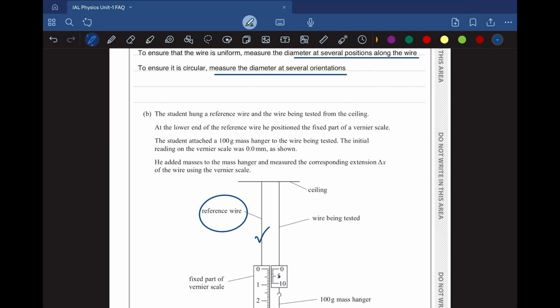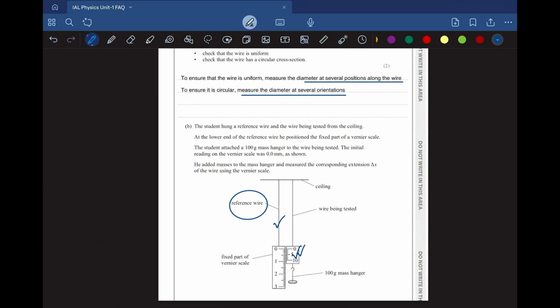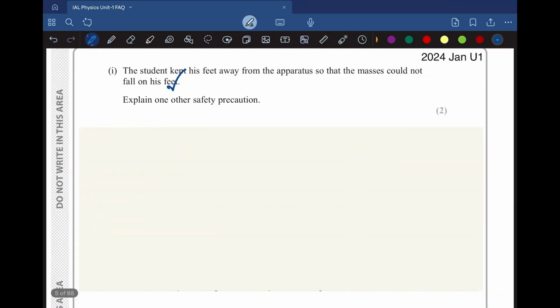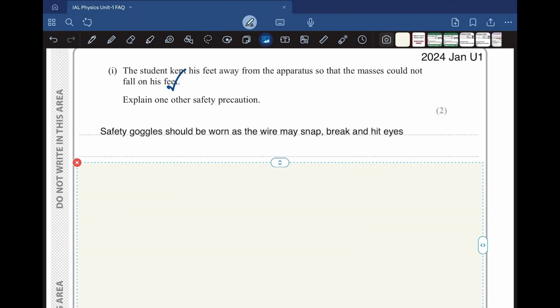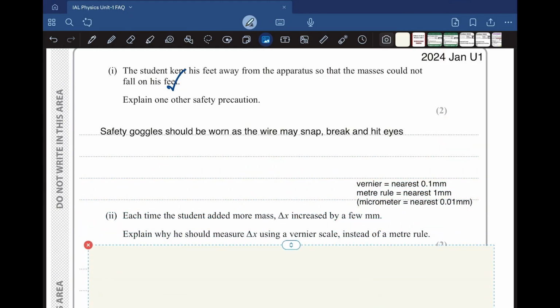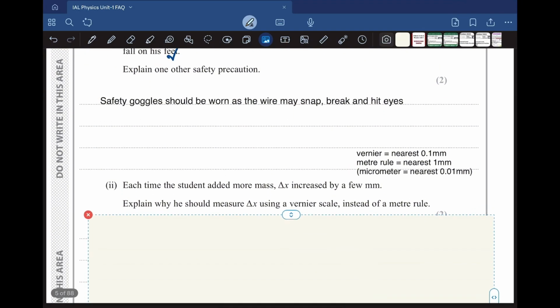And if you're adding masses over masses, this wire can snap, right? This wire can snap and hit the eyes of the student, right? So the student can wear safety goggles so that if the wire snaps, it doesn't hit his eyes and injure them. This is one thing that he can do. So basically this is what I have written: safety goggles should be worn as the wire may snap and break and hit the eyes.